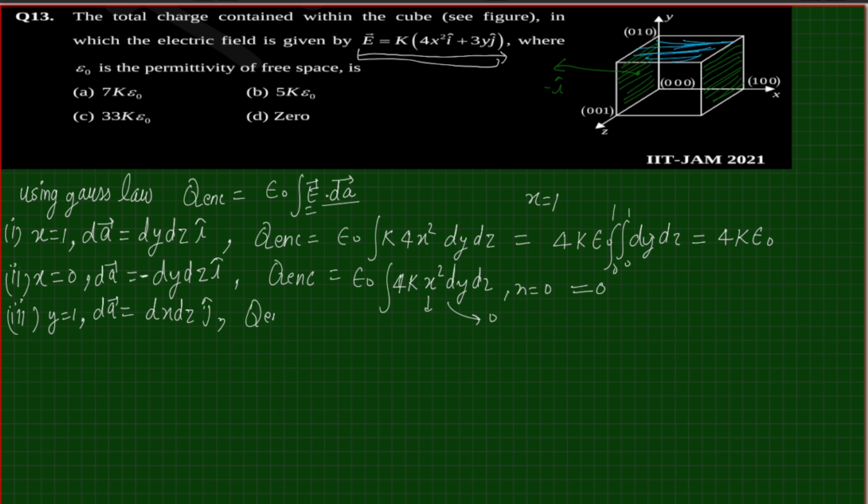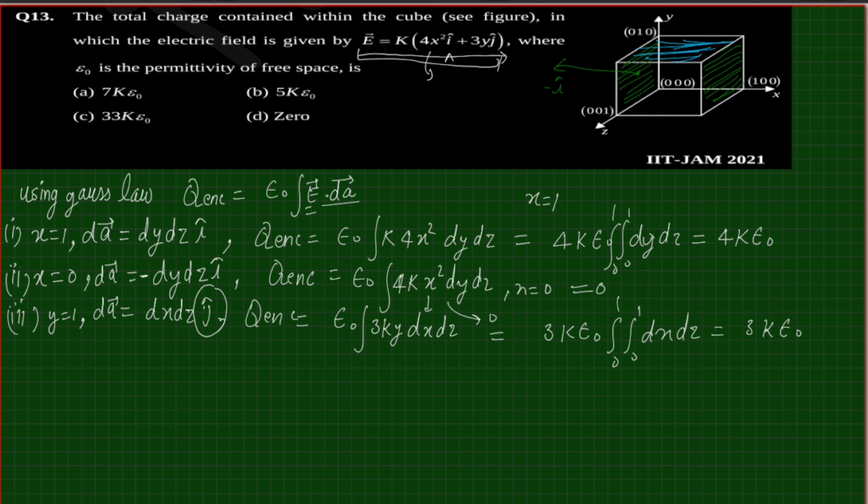So total Q enclosed will be epsilon naught times the integral. Here is j cap, so it will be a dot product with i and j. The dot product with i cap will be 0, only this will survive. So there will be 3k y dx dz. So this will be 3k epsilon naught, integral 0 to 1, 0 to 1 dx and dz. So this will give us 3k epsilon naught.